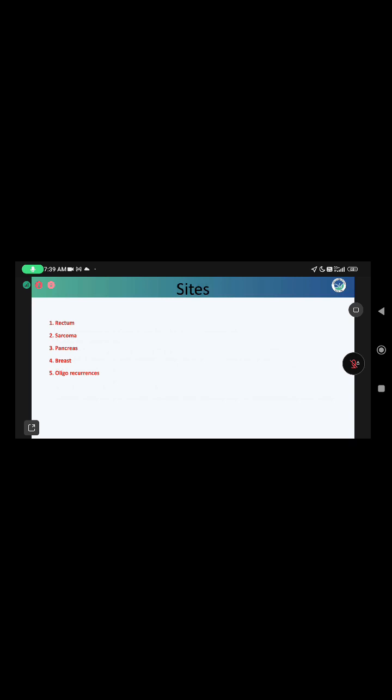So these are the 5 important sites which I will be discussing today. The rectum and sarcomas, which are the commonest sites which have been treated, pancreas, and the breast, which is gaining importance nowadays after the APBI guidelines which have come up, and oligorecurrences.